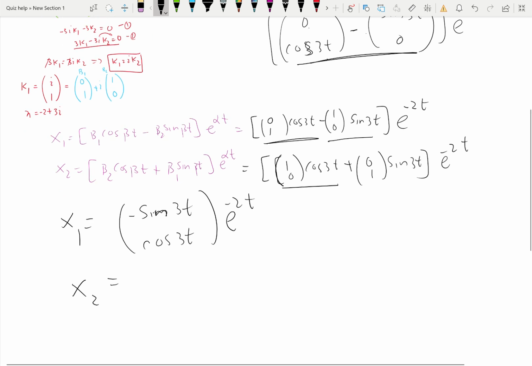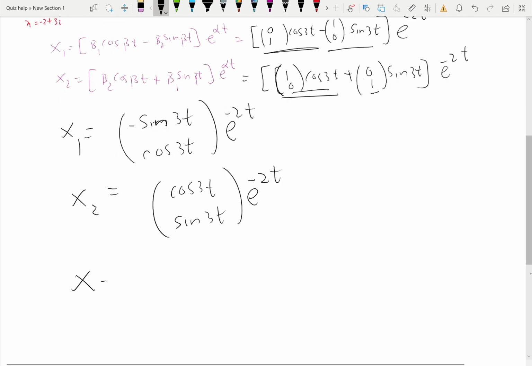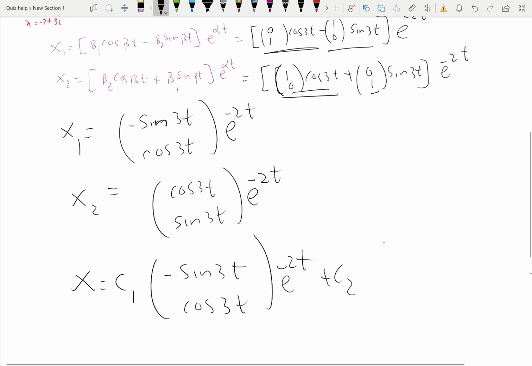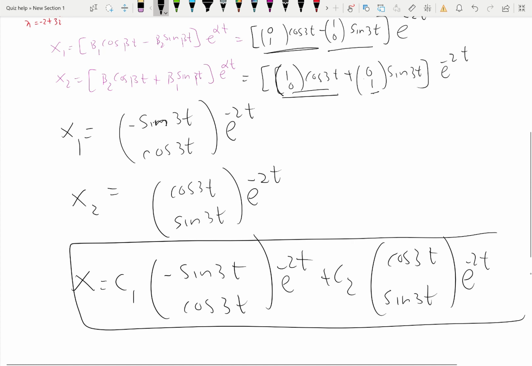x2 is really, from here we get cosine 3t plus 0 times sine 3t, which is cosine 3t, and 0 times cosine 3t is 0 plus 1 times sine 3t, which is sine 3t, times e to the negative 2t. So these are the x1 and x2 vectors. Now we can write the general solution: C1 times (negative sine 3t, cosine 3t) e to the negative 2t plus C2 times (cosine 3t, sine 3t) e to the negative 2t. So this is the general solution. Thank you very much for watching this video.